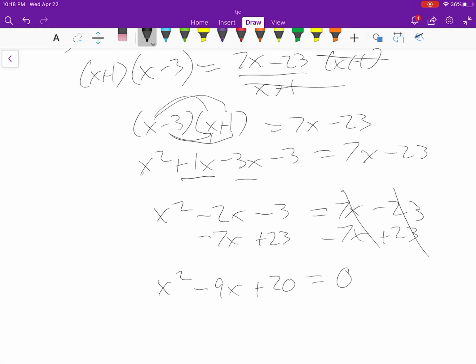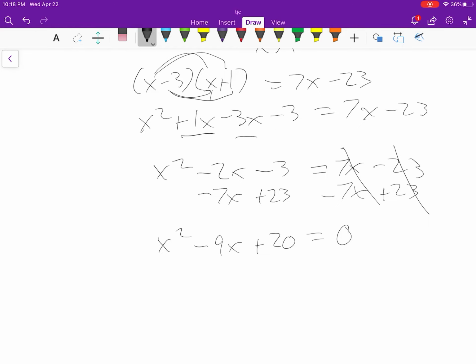The answer is yes, 5 and 4. But since we're adding a negative 9, they're both going to be negative. So you have x minus 5 times x minus 4 equals 0. You can FOIL this out and see it works.